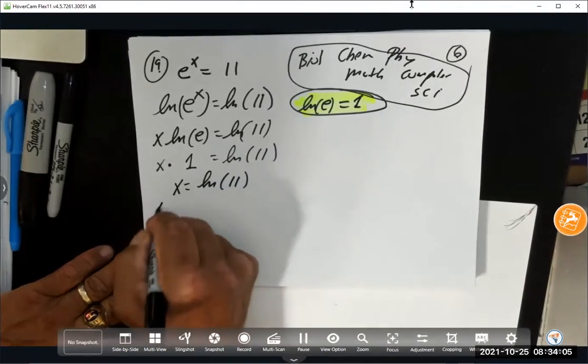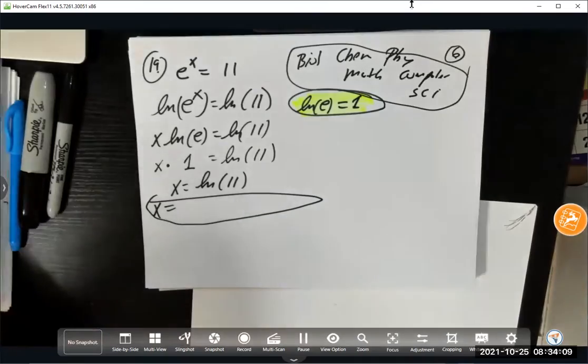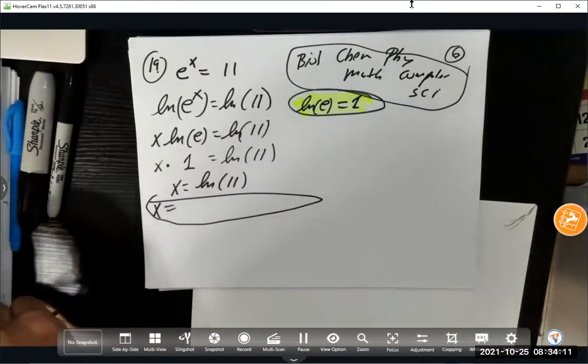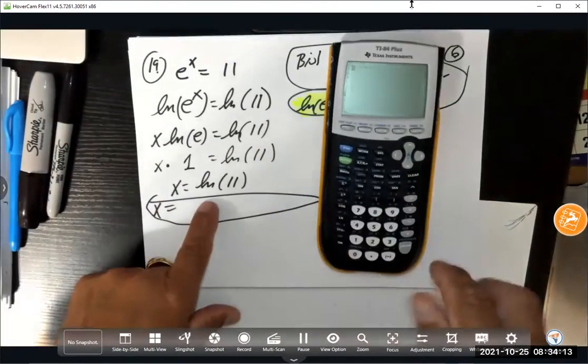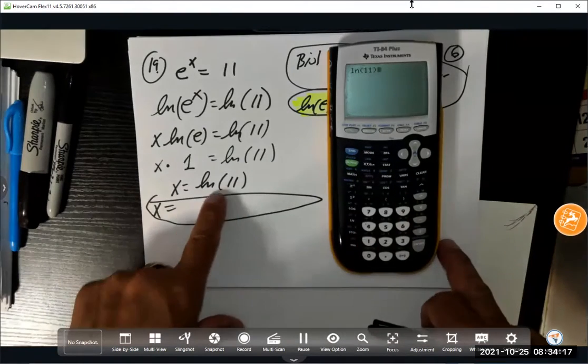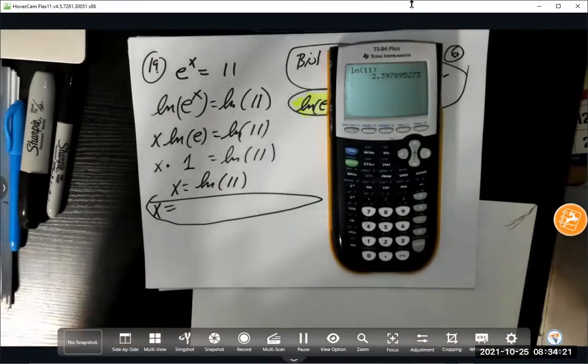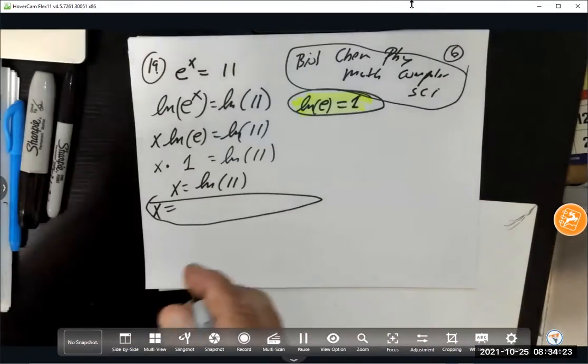Okay, so now to get x by itself, guess what I'm going to do? Calculator time. Ready? So put ln of 11. Let me show you. ln 11. Close it. Y'all see what I did right there? Now hit enter. Boom. Yes, I got 2.397.